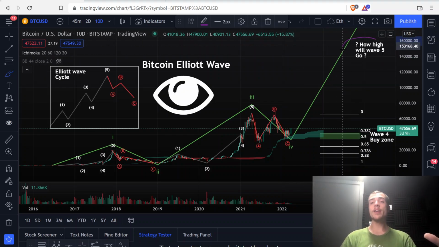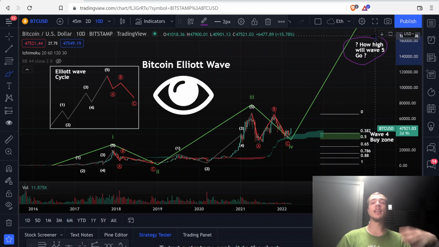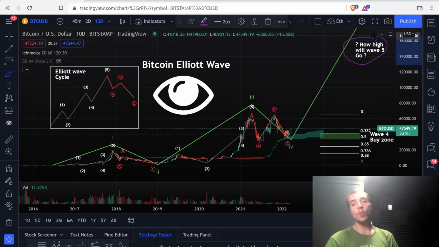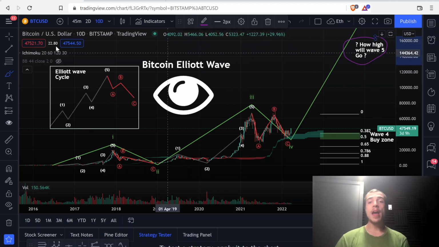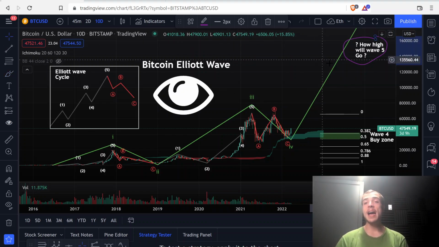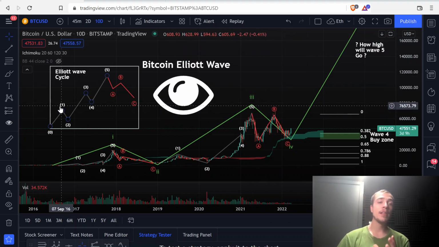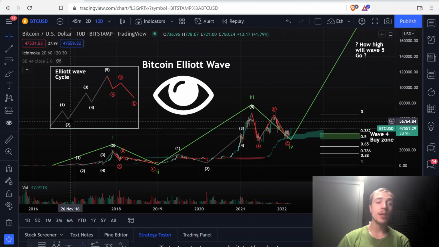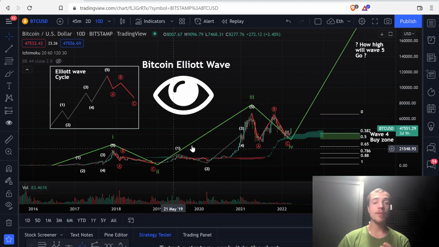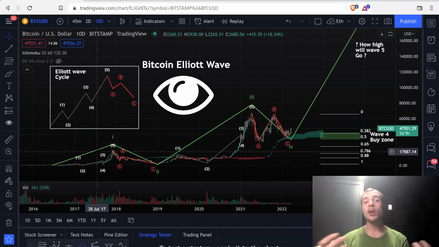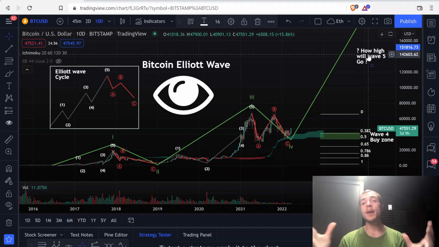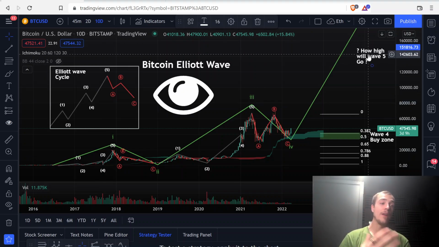So you can see over here in the top right of my chart, I have this little thing that says, how high will wave 5 go? And the reason for that is because cryptocurrency has extended 5th waves. They often have a 5 wave that's bigger than wave 1, wave 2, bigger than wave 3, and wave 4. It ends up being the largest wave in the cycle. So that's why I have this little question mark up here asking how high will wave 5 go.